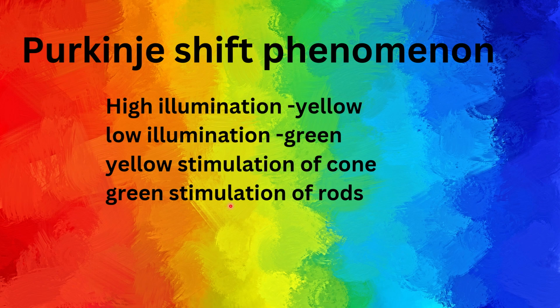But when the light intensity is reduced, during low illumination, the brightest part of the spectrum is the green color. This is the shift to the right side. It is called the Purkinje shift effect. This effect is due to the maximal stimulation of the cones by the yellow color and maximal stimulation of the rods by the green color. This is the reason for the Purkinje shift phenomenon.